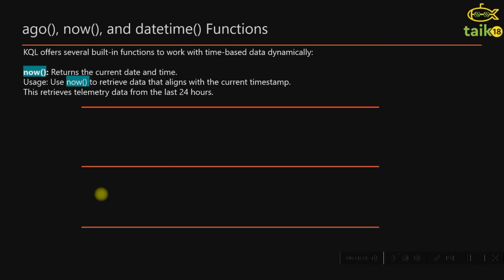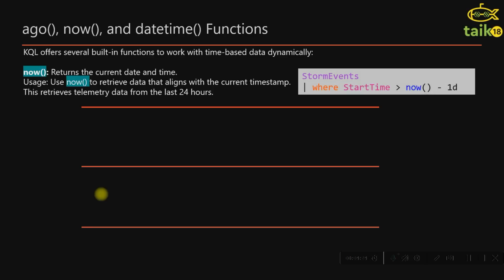Now moving on to the next part, where we can use other functions: ago, now, and datetime. What are the uses of these functions? Basically, now returns the current timestamp. What is the current time right now? At the moment I am recording this video, it is October 30, 3:20 p.m., so that's why it is showing up here. Use now to retrieve the data that aligns with the current timestamp. For example, this retrieves telemetry data from the last 24 hours.